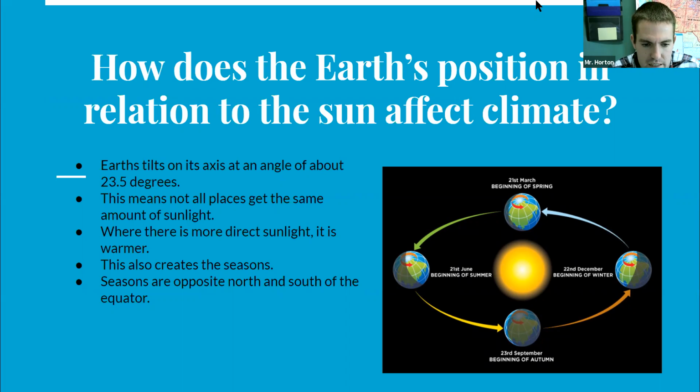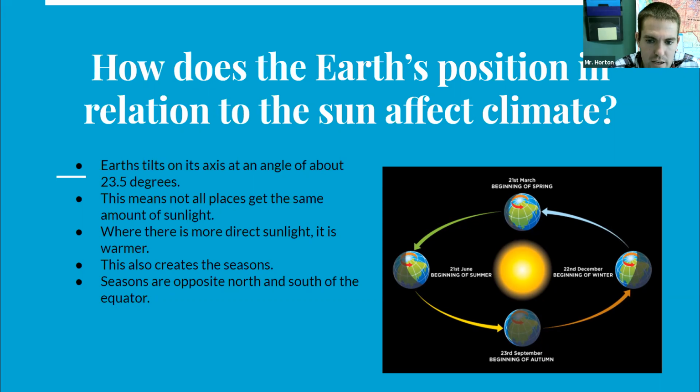And usually the sunlight hits directly at the equator. There's an official day that the sunlight hits directly at the equator, and that is March 21st, the beginning of spring. That's the only day when the sun's rays hit directly in the middle of our Earth at the equator.